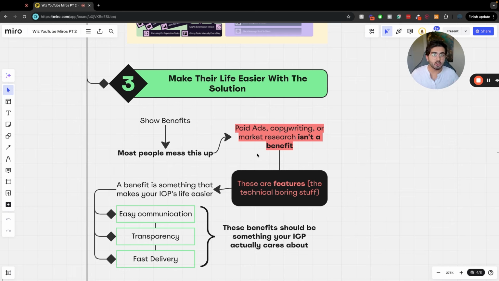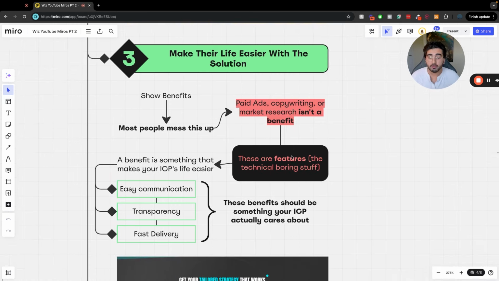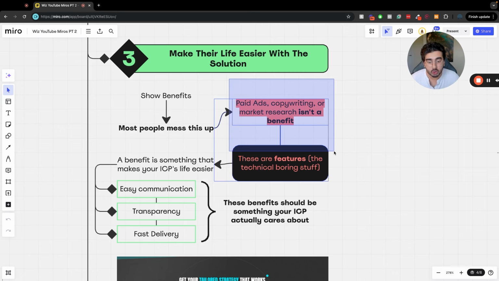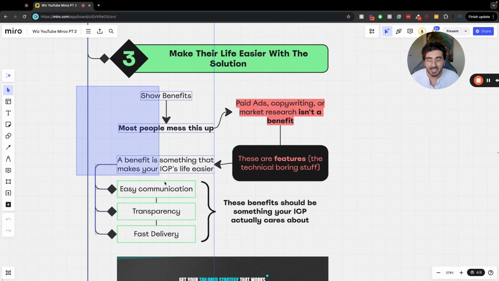Well, a lot of these guys know that they need to be posting content, but they don't know how to post the right content. So I'm showing them that they're messing up with ABC. In this case, paid ads, copywriting, or market research isn't the best route. There are features, the technical boring stuff, and a benefit is something that makes your ICP's life easier. Features tell, benefits sell. We're not talking about all of the features here. We're talking about where people are screwing up and then we're selling the benefits.